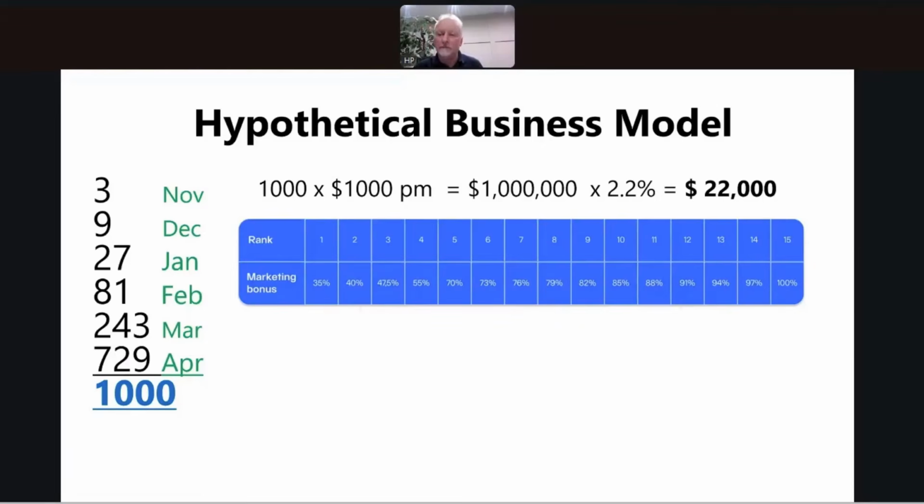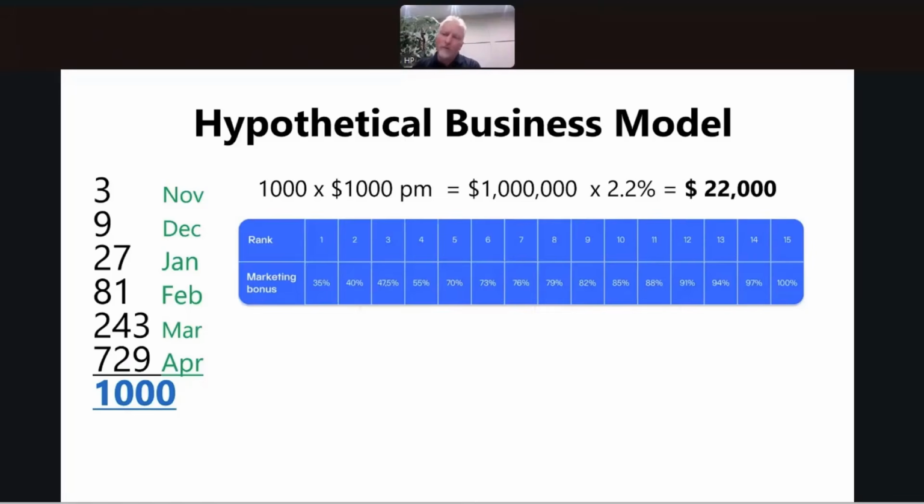How much of it do you get? How much of the $22,000 do you get every time these people spend money? Well, it depends on your rank, doesn't it? If you're new, you get 35% of it. If you're the second rank, you get 40. If you're the fifth rank, you get 70% of it. In that example I showed you, I think I was getting 79%. But let's say you only got 70%.